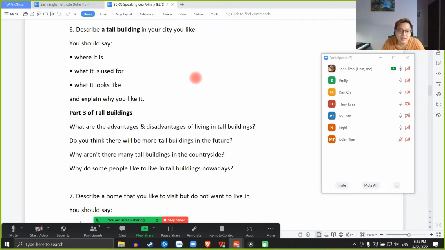Yeah, I'm there. Okay. Do you think there will be more tall buildings in the future, Miss G? I think there will be more tall buildings in the future because the people. There will be more tall buildings in the future. But why? You have to explain why. Who can answer why? Miss Thuy Linh, can you answer why there will be more tall buildings in the future?